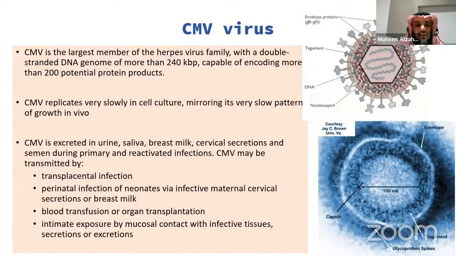CMV is the largest virus from the herpes virus group. Usually it causes latent infection, and it replicates very slowly in cell culture, mirroring its very slow pattern of growth in vivo. It is excreted in urine, saliva, breast milk, and cervical secretions. Also, it is present in the blood. The methods of transmission are usually transplacental, perinatal infection of the neonate, breast milk, blood transfusion, or organ transplantation, and intimate exposure by mucosal contact with infective tissues, secretions, or excretions.